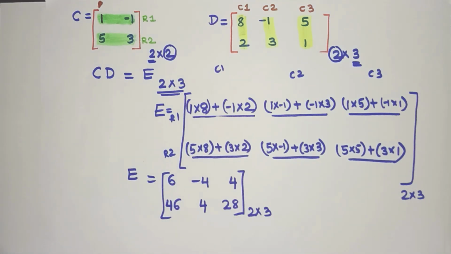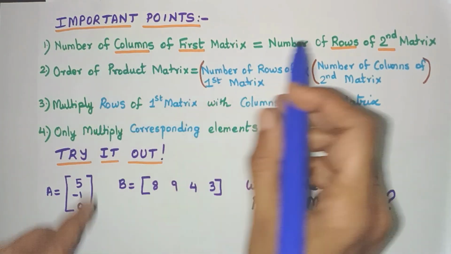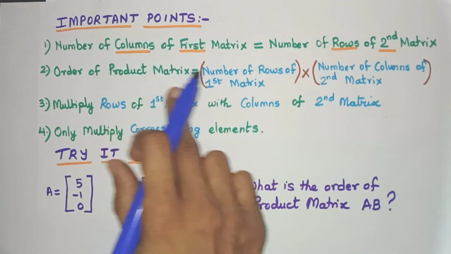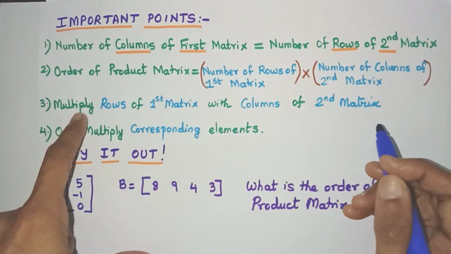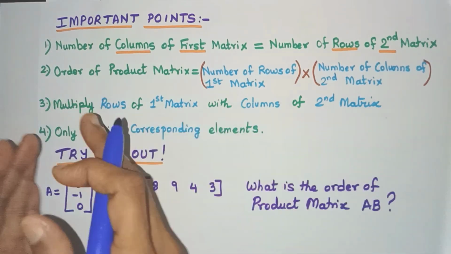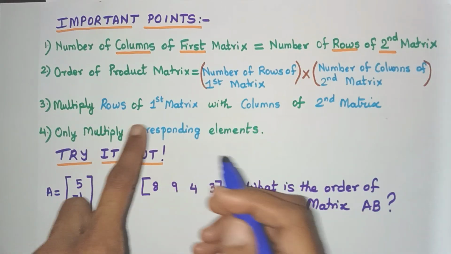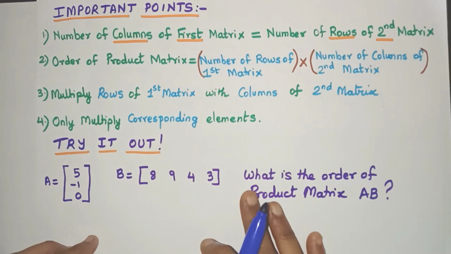Just need to remember a few rules. So let's quickly do the recap. Yes, these are the important points you need to remember. What is the condition in order to multiply two matrices? How do you find the order of the product matrix? How do you actually multiply? You multiply the rows of the first matrix with the columns of the second matrix, and you only multiply the corresponding elements. Friends, I hope you found this video useful, and do try out this question, friends.